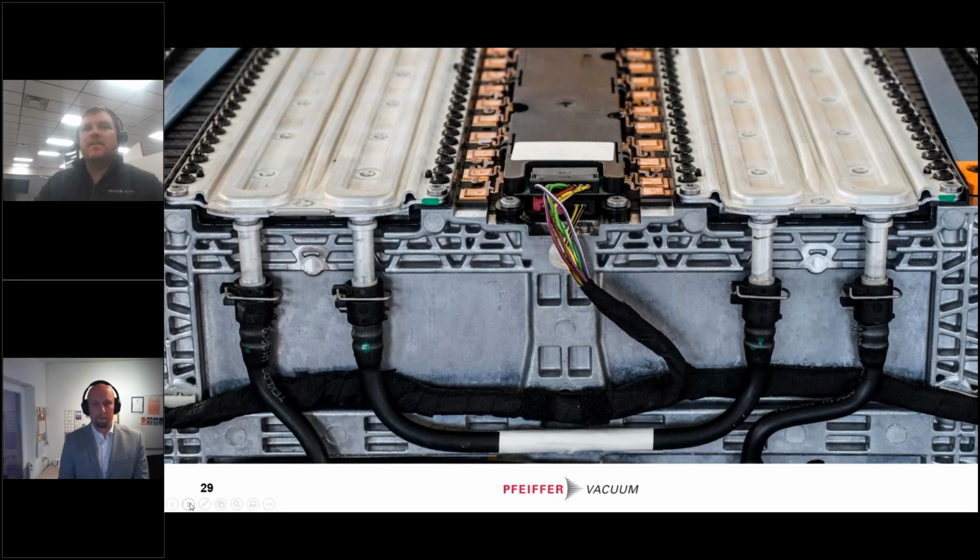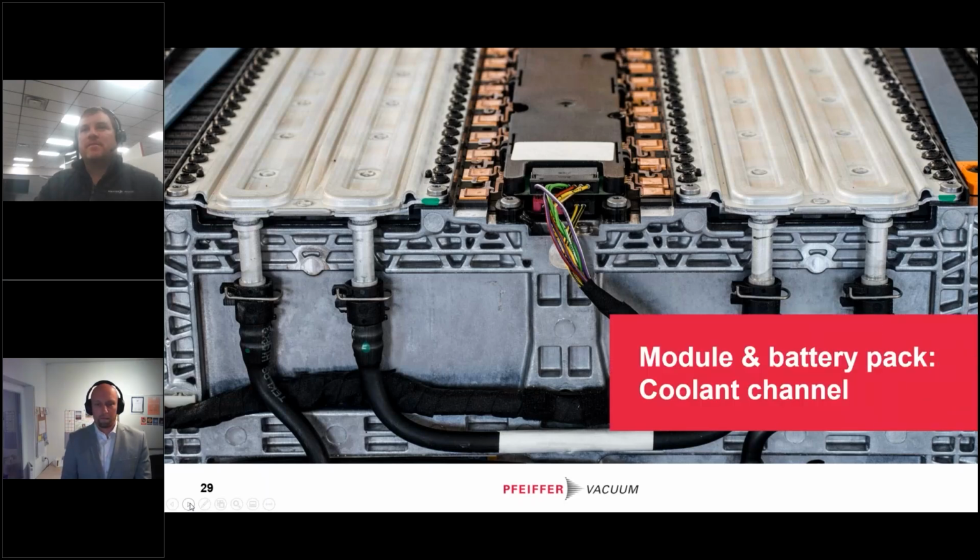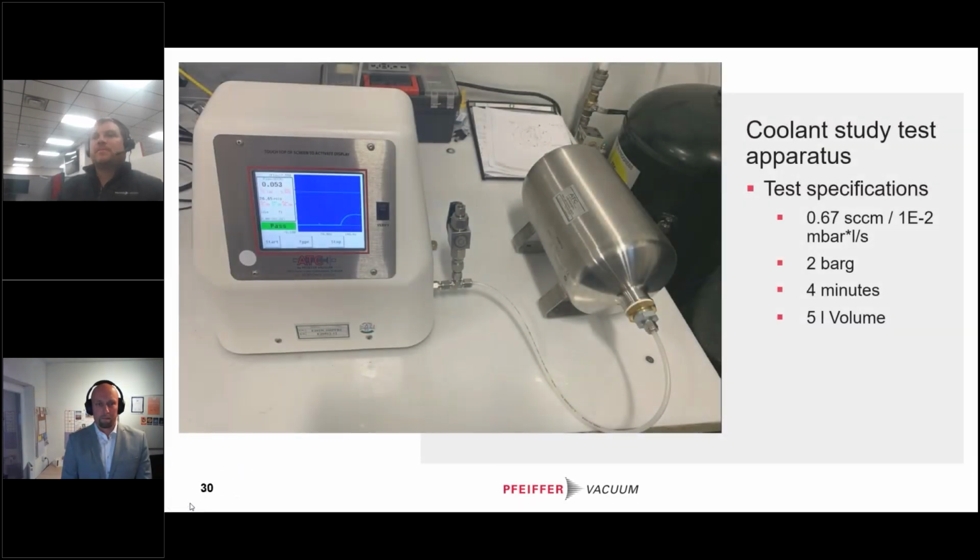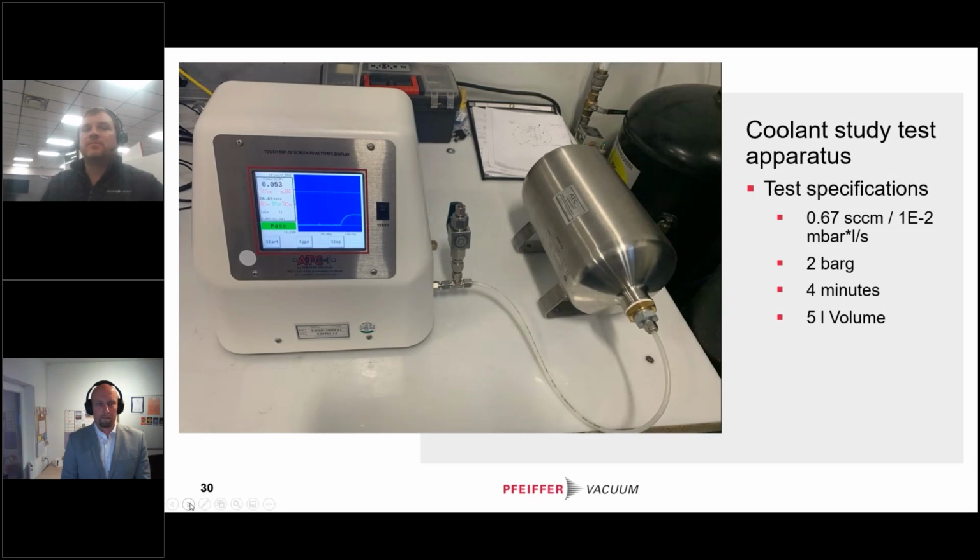So a quick study that we performed, just trying to simulate a coolant channel test. We used just a tank. Coolant channels are all rigid piping or heat exchangers, so it behaves very similar to a tank. I used a 5-liter volume that's fairly representative of a very large battery coolant system. Many of them are smaller, 1 to 2 minutes, so the test can be performed much faster. 2/3 of an SCCM at roughly 2 bars gauge seems to be fairly common specifications, although there is some variability.